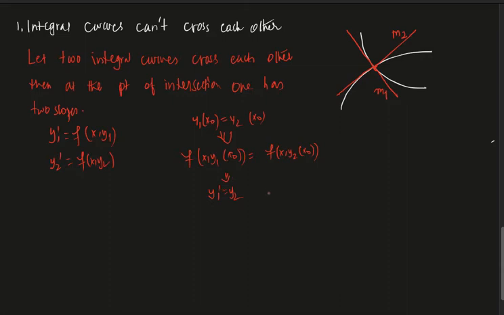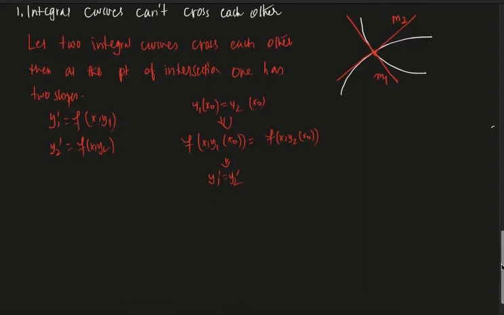So basically at every point there is only one slope assigned. If there are two slopes, then the function will be a multivalued function. That cannot happen. So what we can say is integral curves cannot cross each other.